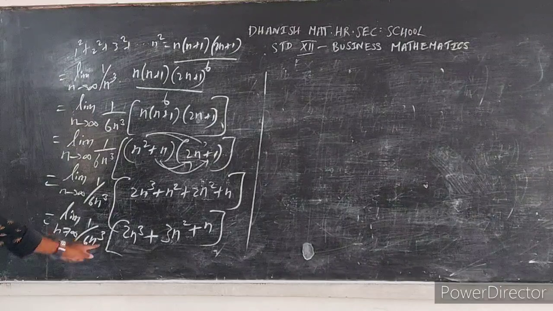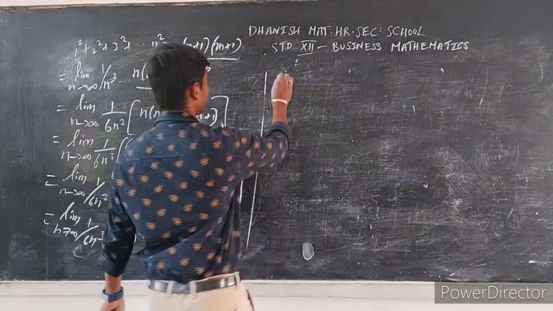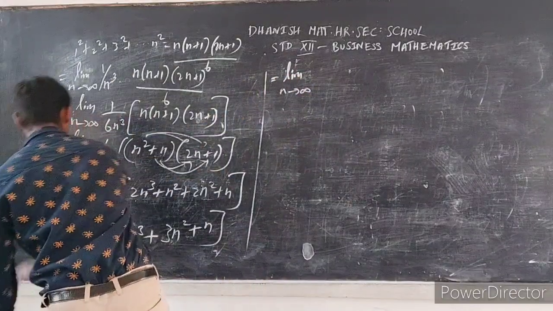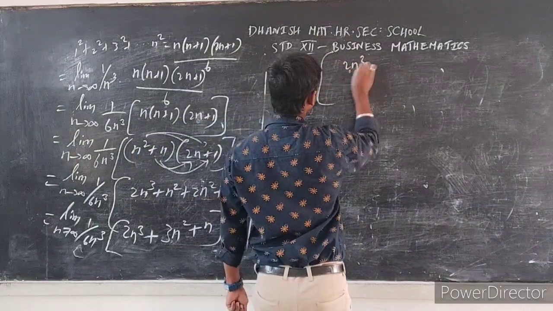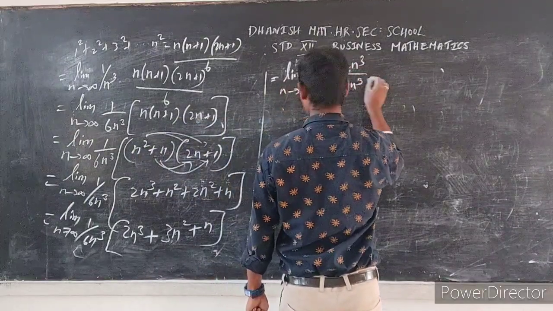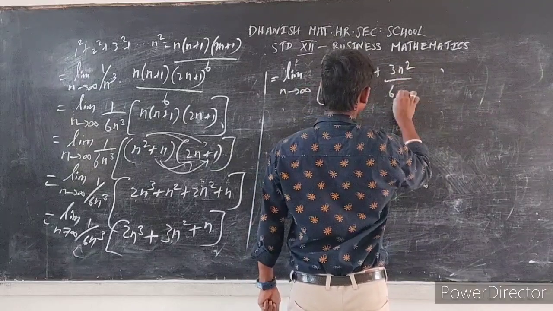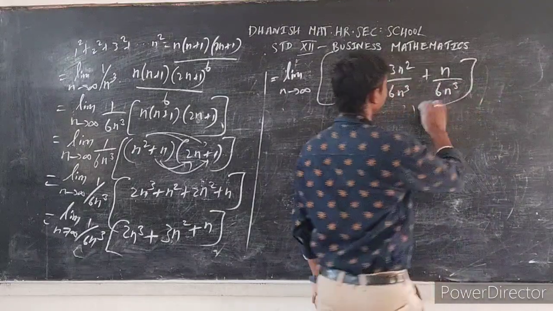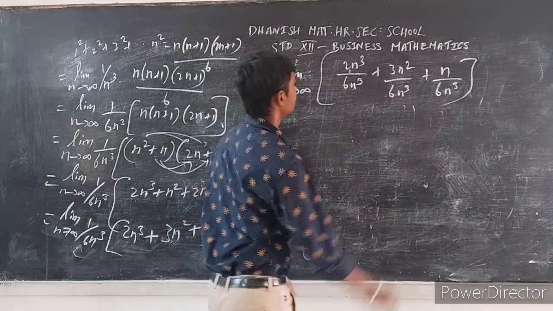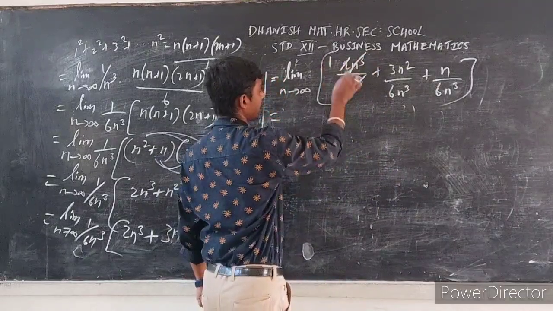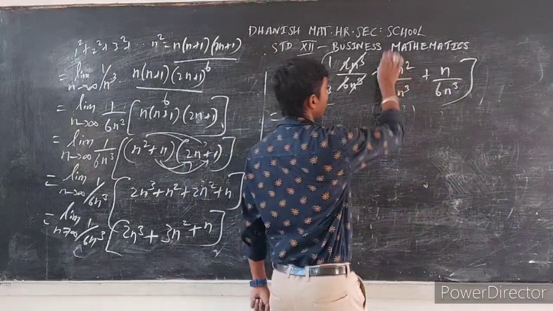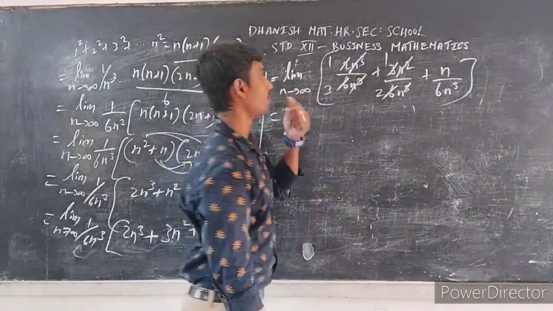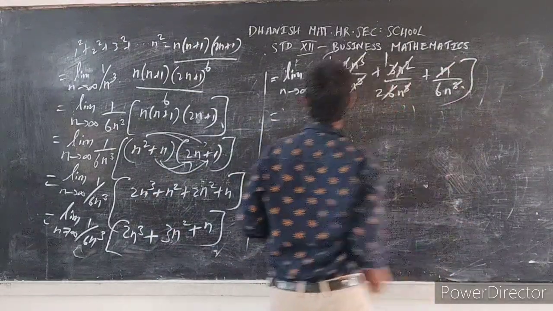The next step, this 1 by 6n cube you are going to multiply into the entire term. Limit n tends to infinity, 2n cube divided by 6n cube plus 3n square divided by 6n cube plus n divided by 6n cube. So now I am going to cancel this one. n cube cancels, 1 times, that will be 3 times, then 2 times 3 is 6. Here n square and n cube will be cancelled, the remaining value will be n. Here n cube, n square will be cancelled, the remaining is 1 by 2.